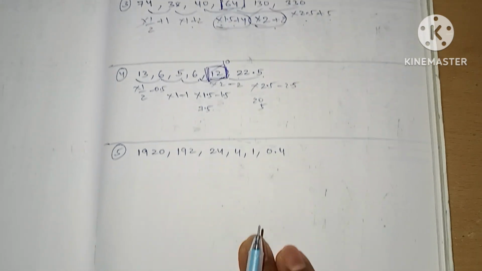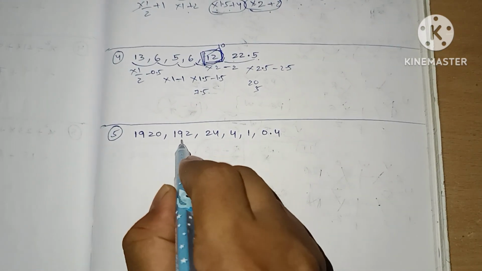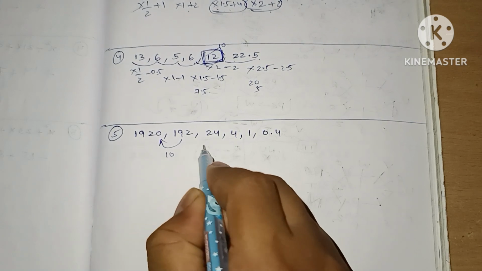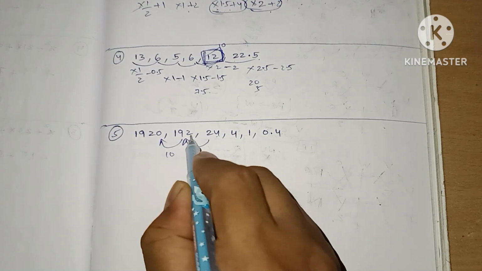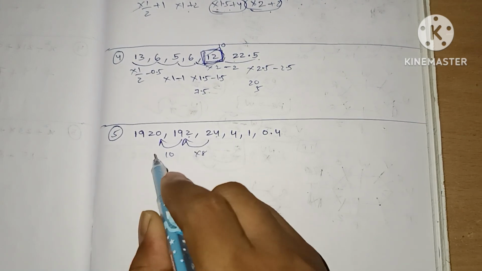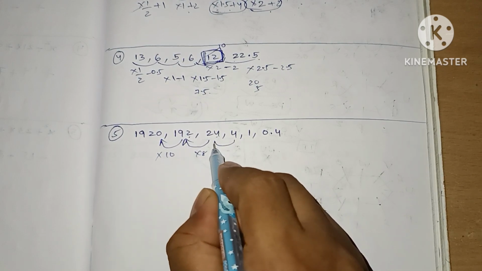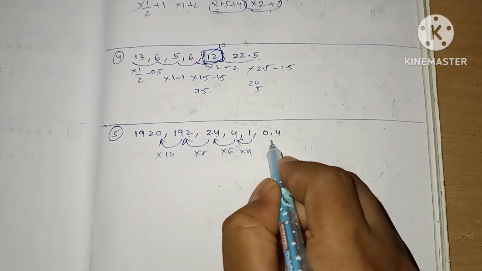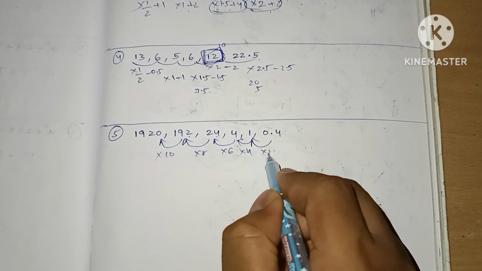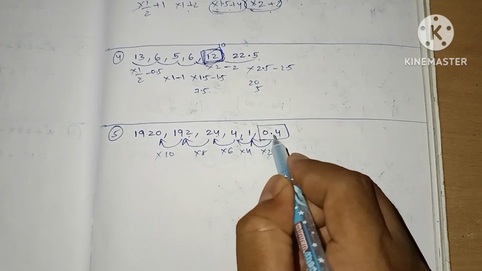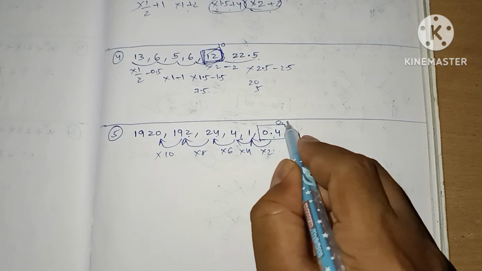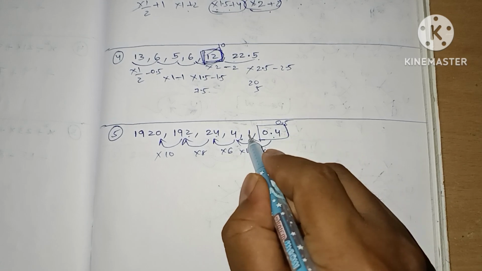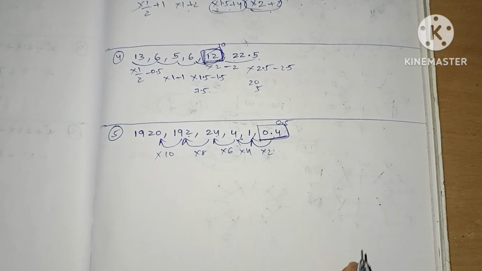Next, fifth question. Here it is clear that it is into 10 times. This is 4 becomes 2 times, means into 8 times. This is into 6 times, into 4 times. So this must be into 2 times, but this is not. So the value of this one must be 0.5. 0.5 into 2 will be 1. So our wrong number is 0.4.